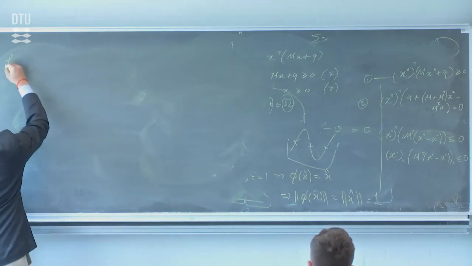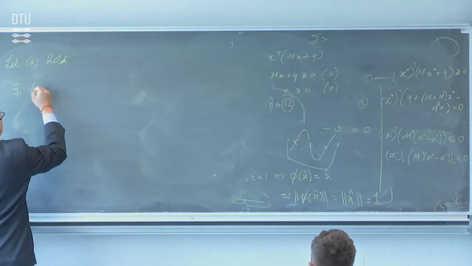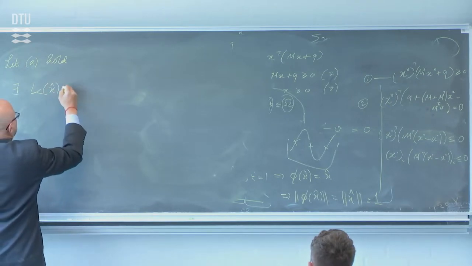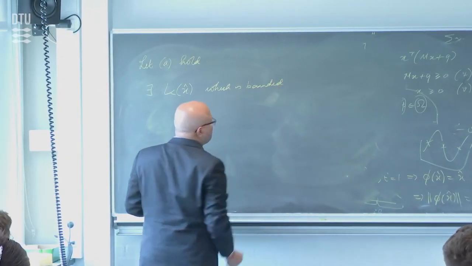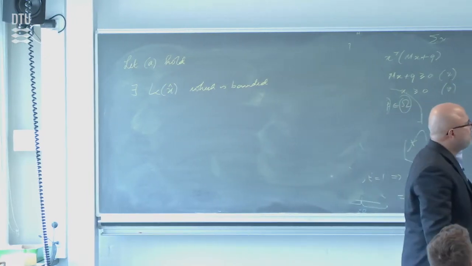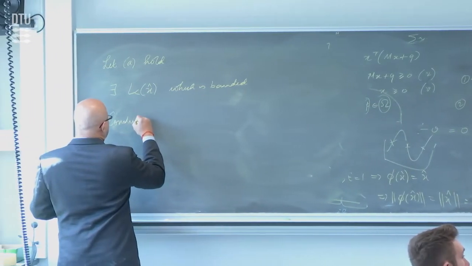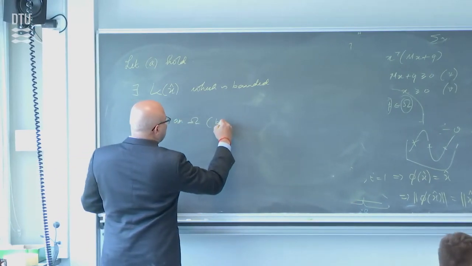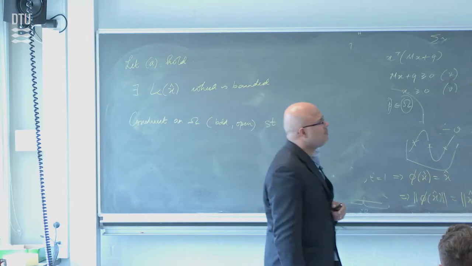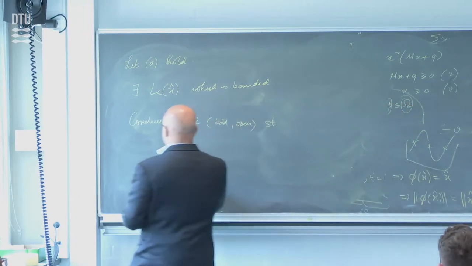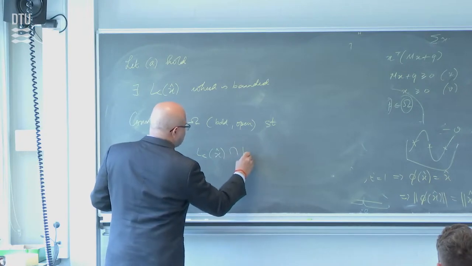So let A hold. This implies there exists an L less than of x hat, which is bounded. Now, since this is bounded, you can construct an open bounded set. Construct an omega, bounded open, such that x hat lies in omega and the intersection is bounded.